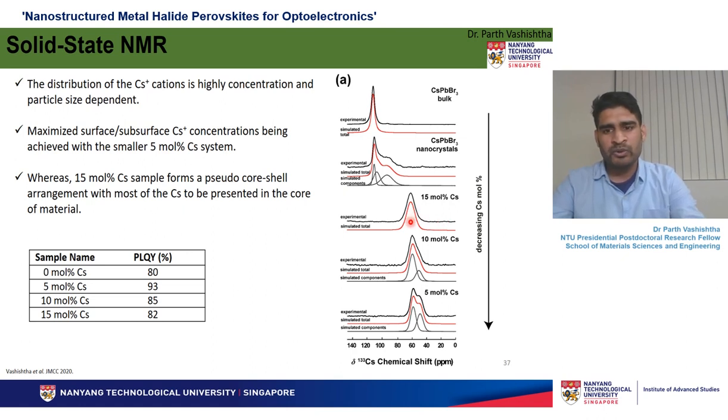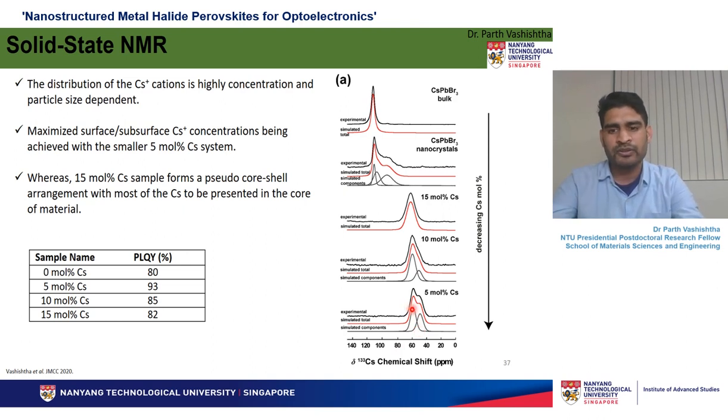So cesium is more in the core of the nanoparticles. However, in the 10 and 5% samples, especially the 5% sample, we have a more cesium-rich surface, and a higher cesium-rich surface makes the material environmentally stable. Sorry, that's the right word, not friendly.